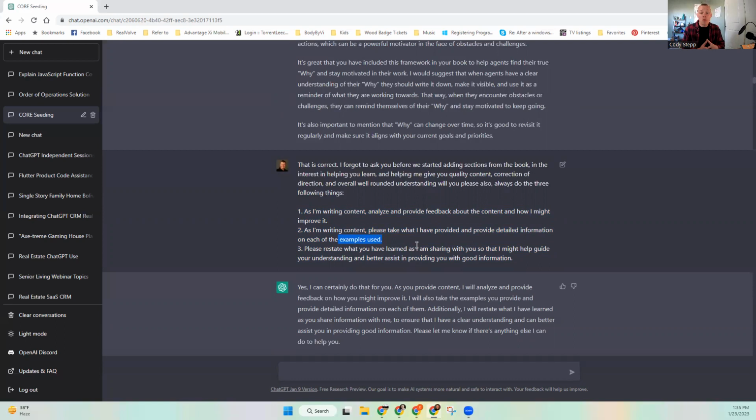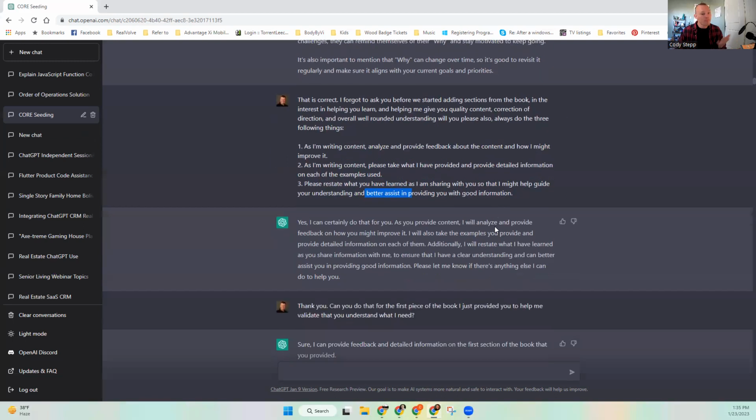Now, again, I'm looking for GPT to give me back that responsive information so that I can validate whether GPT is or is not understanding what I'm doing. And then the last one is, please restate what you have learned as I'm sharing it so that I can help guide you in understanding and providing better assistance. So all of these 3 things are contextually going to help me evaluate what GPT is doing, what its understanding of this is. And the goal of this at the end of the day is just to be able to give all this information to GPT and have it understand, retain, and process this so that it can give me better answers.